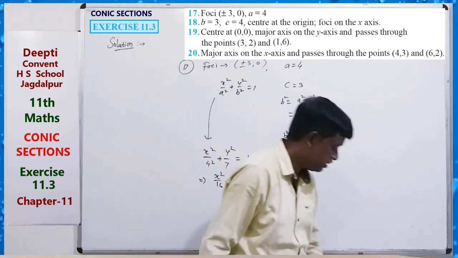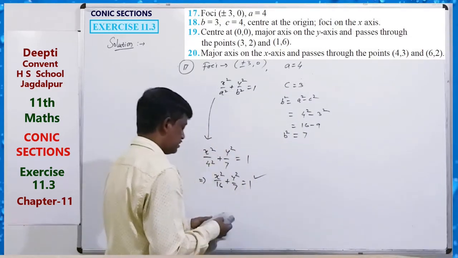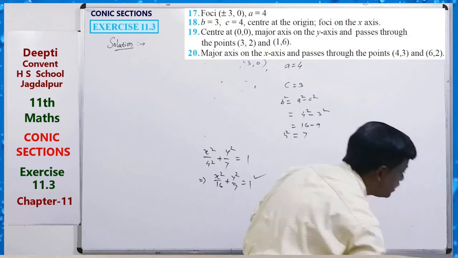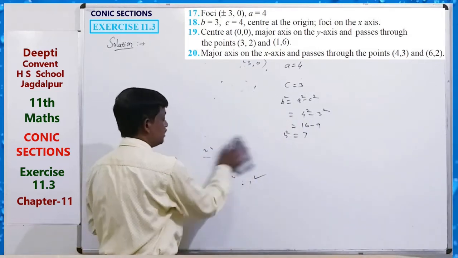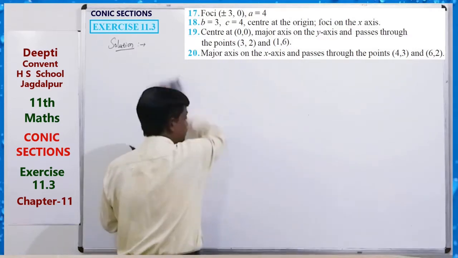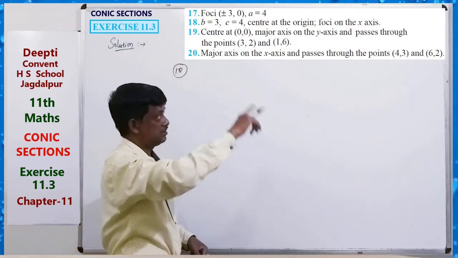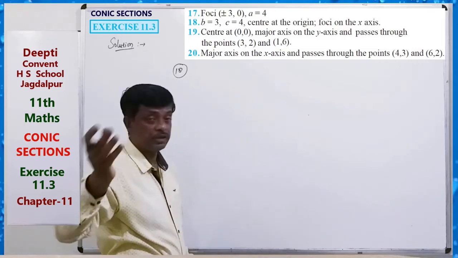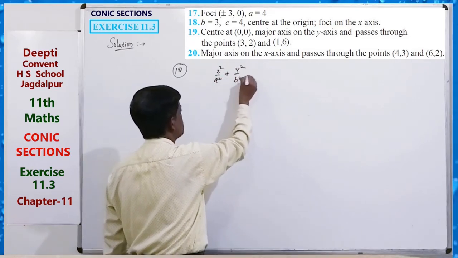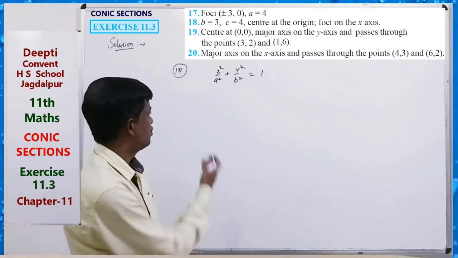Similarly, questions 18, 19, 20 you can solve. So here, what is 18? Center at the origin and foci on the x-axis. So what will be the equation? The equation is x square upon a square plus y square upon b square equals 1, since the foci are on the x-axis and the major axis is along the x-axis.